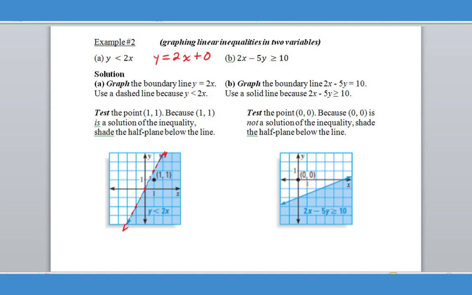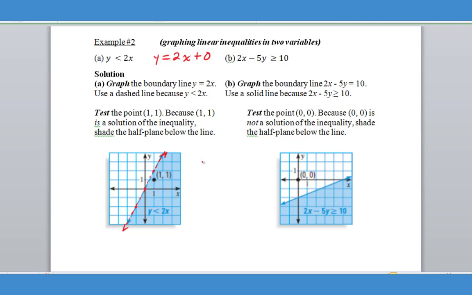However, for this particular example, (0, 0) is actually going to be on the line, so we cannot use (0, 0) as a test point. That's not going to help us decide which side of the line to actually shade on. So I'm going to just pick a random point on either side of the line that's not on the line, and of course this example uses (1, 1).